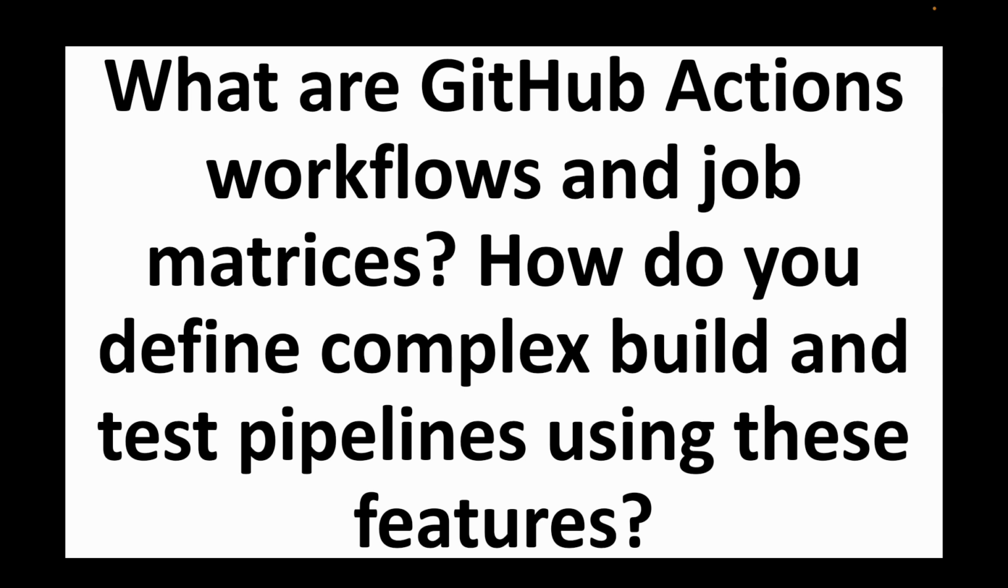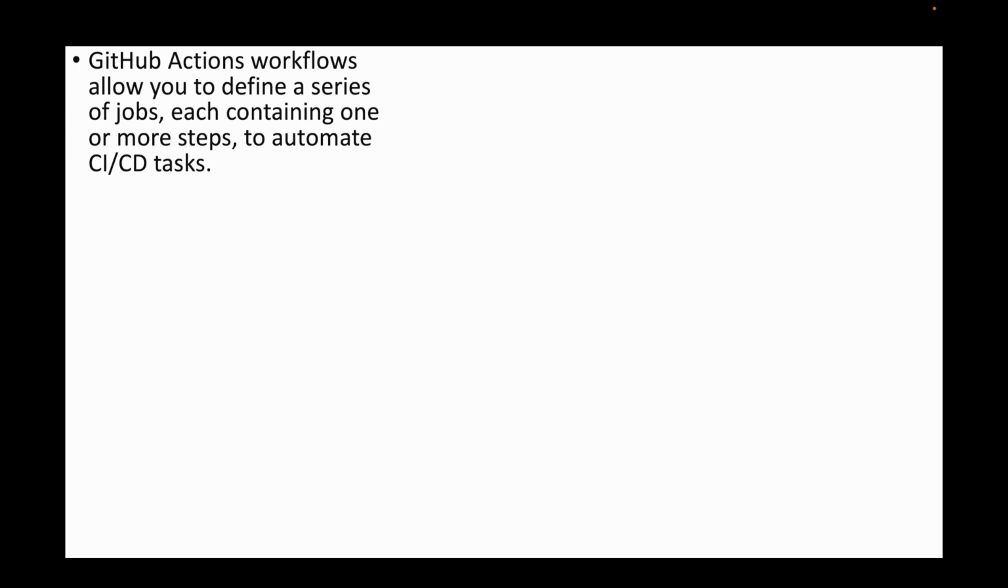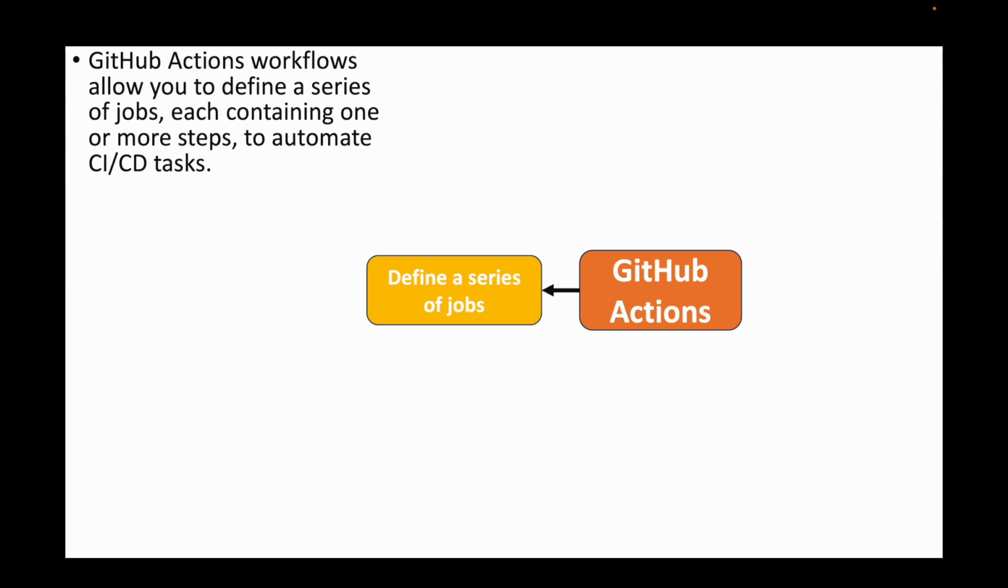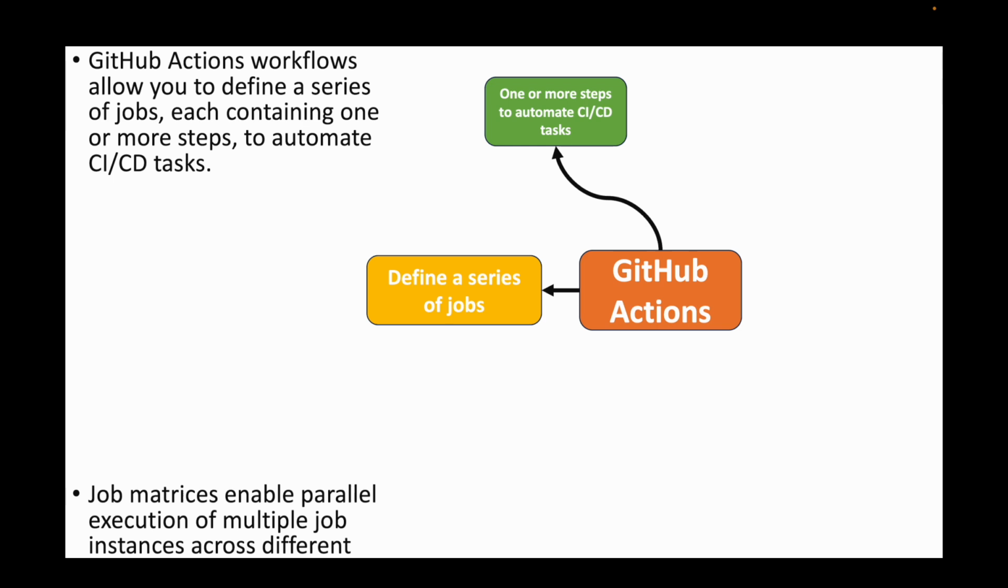The next question we have is, what are GitHub Actions, workflows, and job matrices? How do you define complex build and test pipelines using these features? So GitHub Actions are simply workflows that allow you to define a series of jobs, and each of these jobs contains one or more steps to automate your CI/CD tasks. So basically, your instructions or your custom scripts.